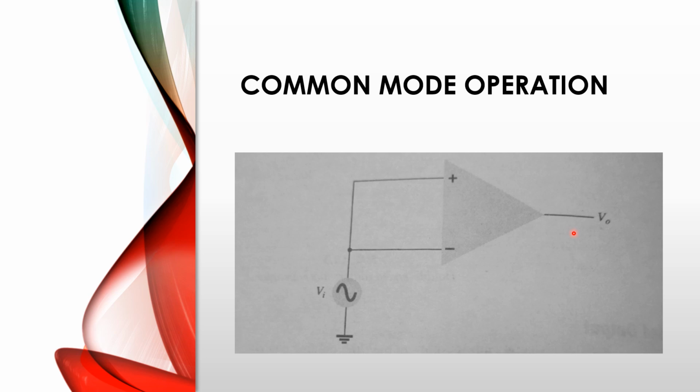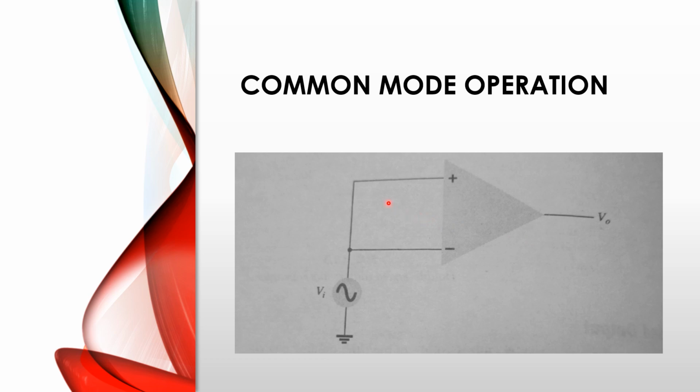When the same input signals are applied to both inputs, common mode operation results. Ideally, the two inputs are equally amplified, and since they result in opposite polarity signals at the output, these signals are cancelled out and we get a zero voltage output. But practically a small output signal will result.